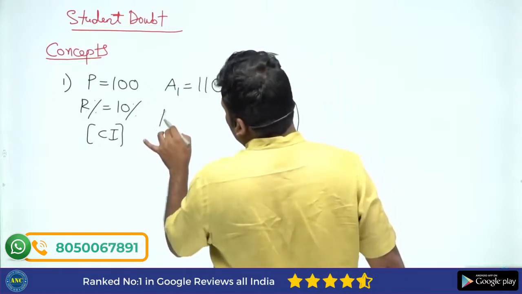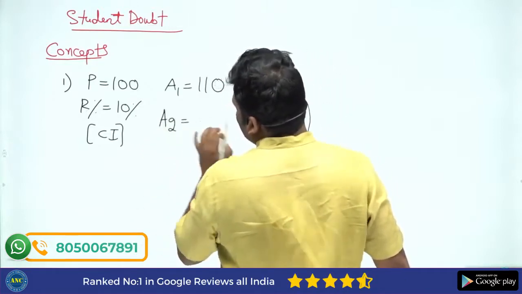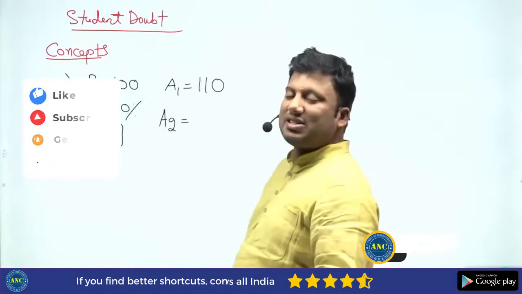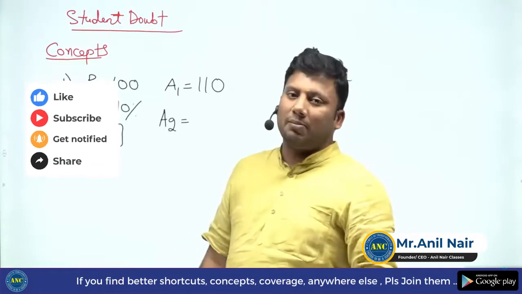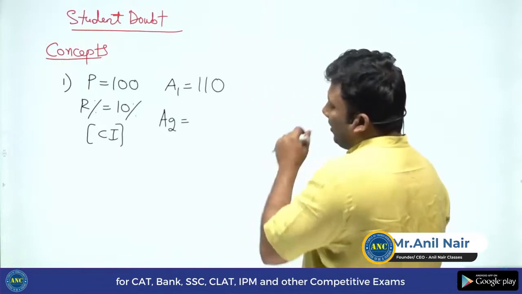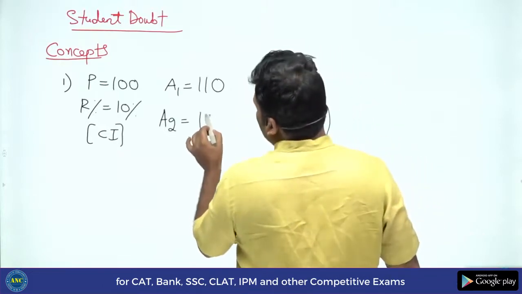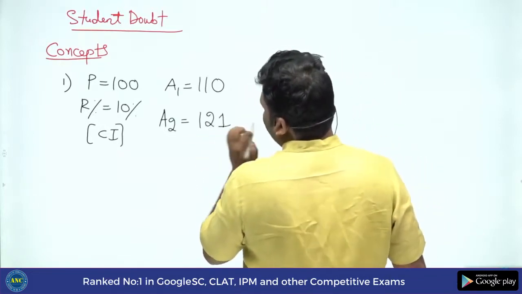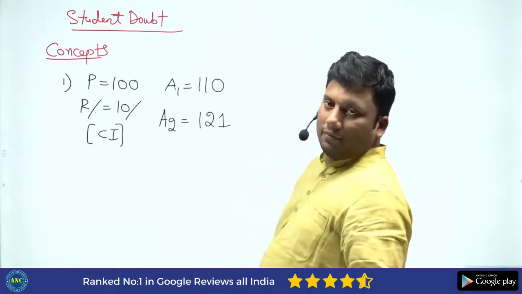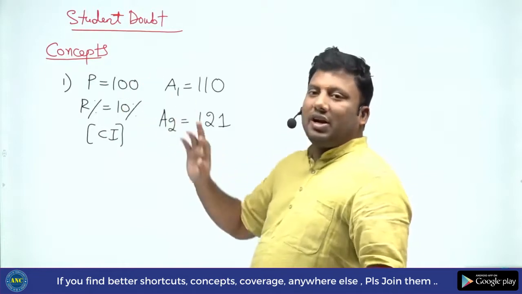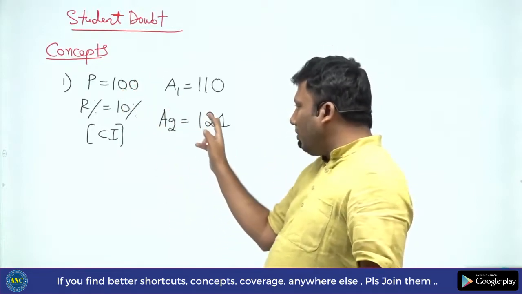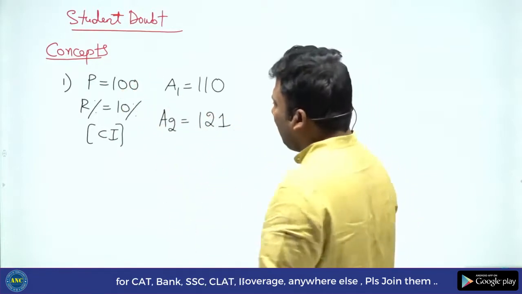Next, amount after 2 years. For 2 years, 10% successively 2 times is 10 plus 10 plus 10 into 10 by 100, which is 21%. 21% of 100 is 21. On 100, overall it is 121.